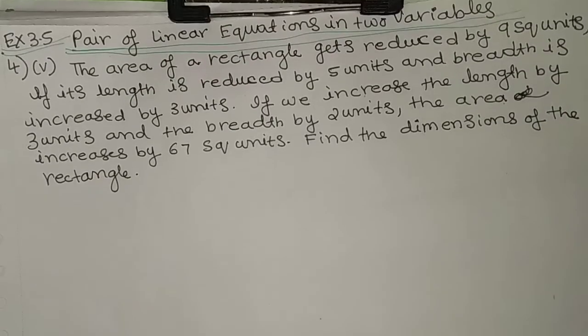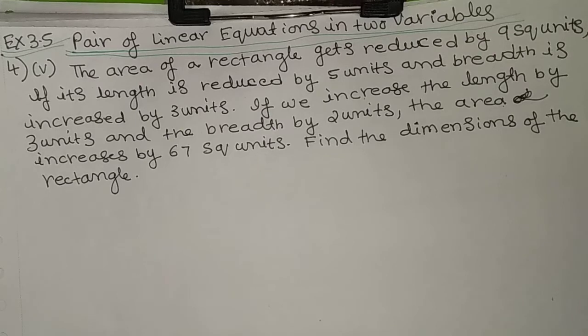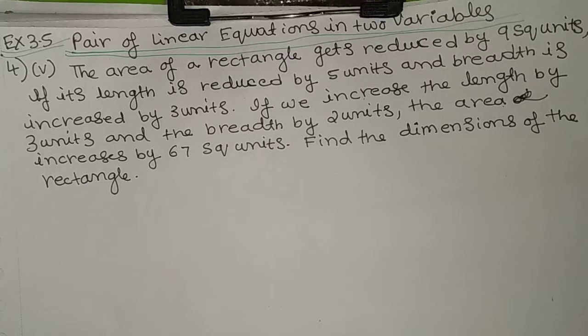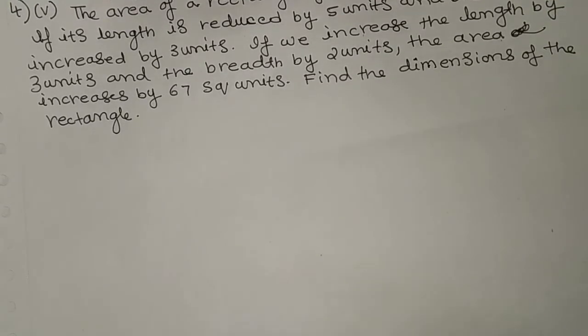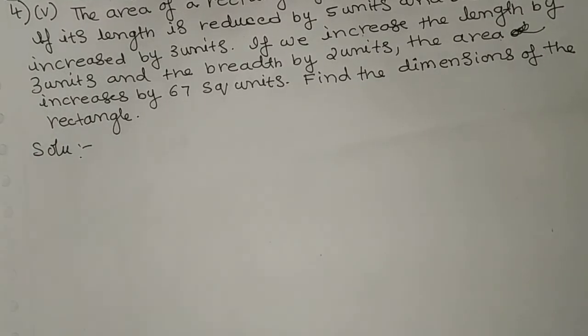In the fifth one, they have given the area. The question is: the area of a rectangle gets reduced by 9 square units if its length is reduced by 5 units and breadth is increased by 3 units. If we increase the length by 3 units and the breadth by 2 units, the area increases by 64 square units. Find the dimensions of the rectangle. So if I directly start the solution, what is the solution here?